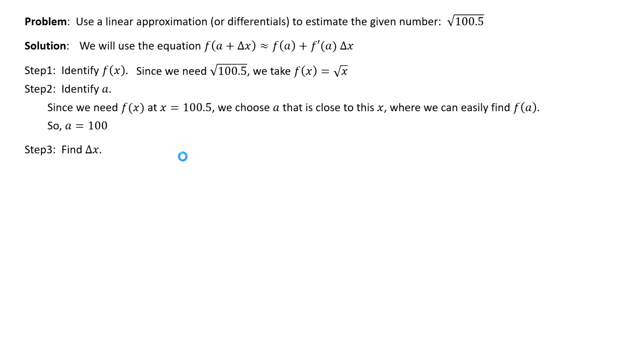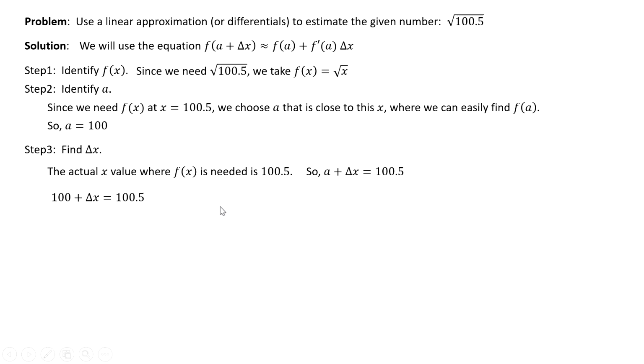The next thing, find delta x. How do you find delta x? You let a plus delta x equal the number where you need to evaluate, 100.5. So the actual x value where f of x is needed is 100.5. So a plus delta x is 100.5. A, we chose that to be 100. And so we get delta x to be positive 0.5. Cool. And then we need to find f of a, f prime of x, and f prime of a.